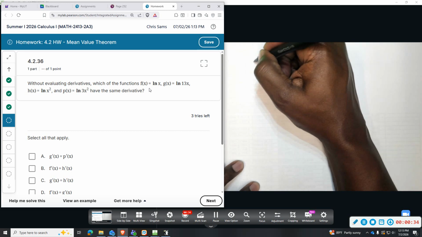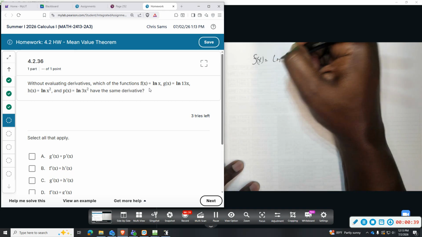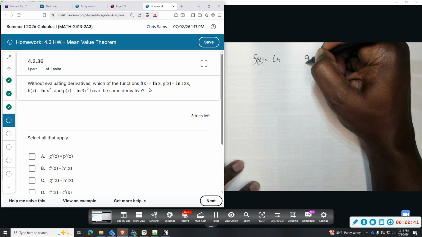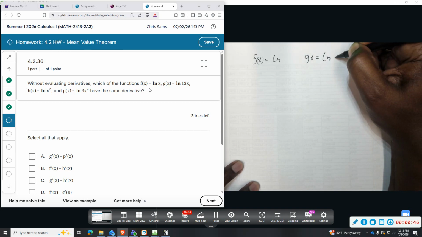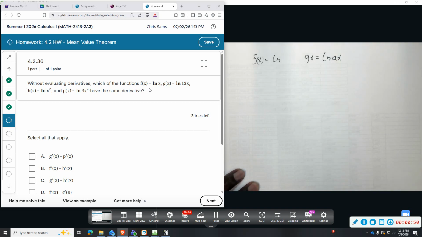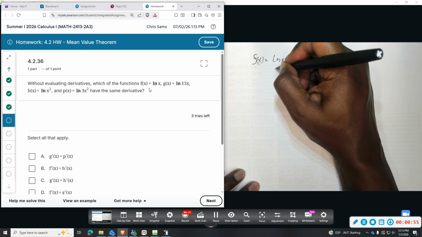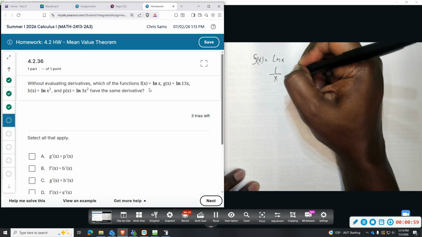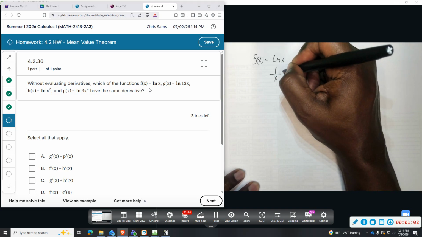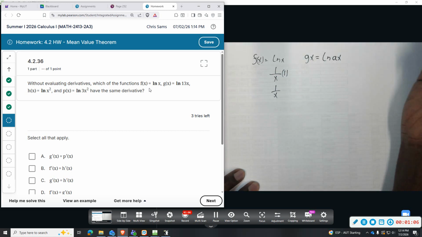So let's look at the first two. Let's say f of x equals ln of x. And then I'm just going to say g of x equals ln of ax. I'm just going to put a random constant there. Whenever we do the derivative of natural log, it's 1 over the argument times the derivative of the argument. So the derivative of x is 1. So 1 times 1 over x is just 1 over x.